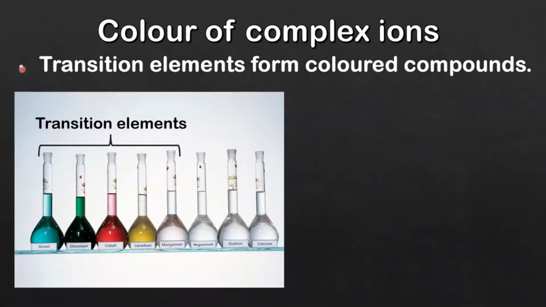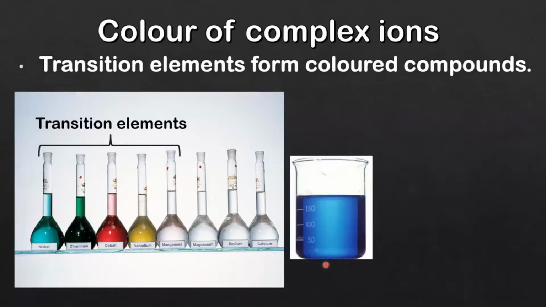A chemical property of transition elements is that they form colored compounds. Here we have a selection of compounds of the transition elements: nickel, chromium, cobalt, vanadium, and manganese. And as you can see, they all have distinctive colors. Compounds of magnesium, sodium, and calcium are included, and as you can see, these form colorless compounds because they are s-block elements and they are not transition elements.